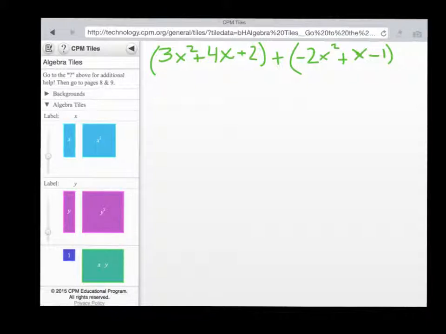So if you notice up here, this says 3x squared. So I would drag 3x squared over. And then it says 4x plus 2. And then when it says a negative x squared, what you do is you drag over an x squared and then you tap it and it turns negative. So the red ones are negative. So let me show you what that's going to look like.